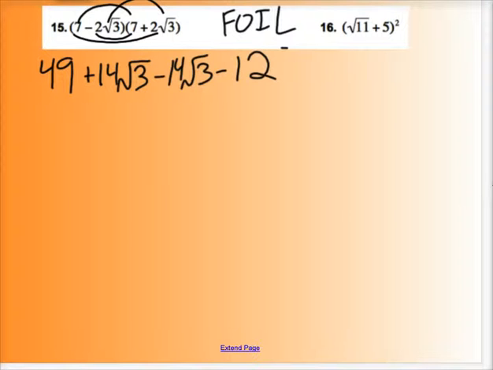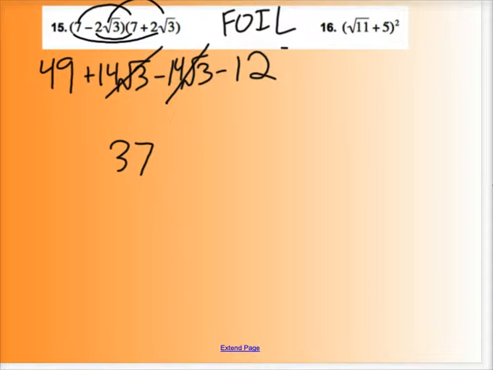So now when I go to simplify this, notice these insides cancel. 14 square roots of 3 minus 14 square roots of 3 cancel off. 49 minus 12 leaves you with 37.